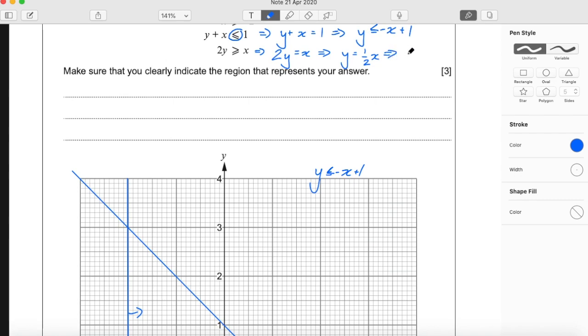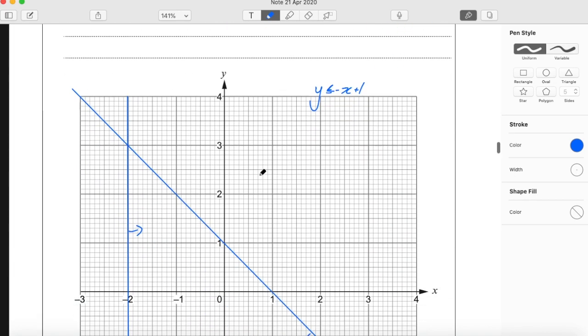And then put the inequality back in, just easily by looking and copying the shape and the direction of the inequality from the original question. So y is greater than or equal to 1/2 x. Just going to plot that now.